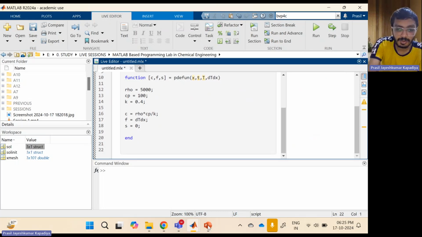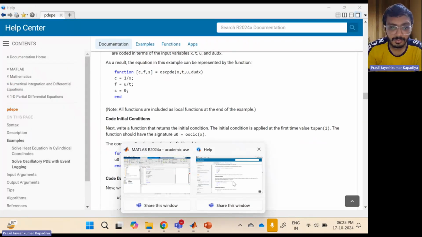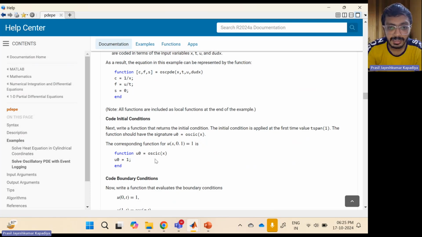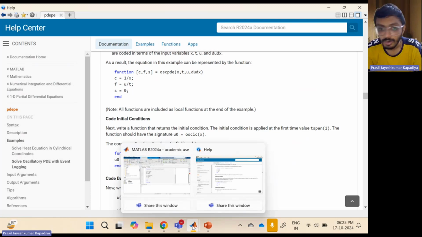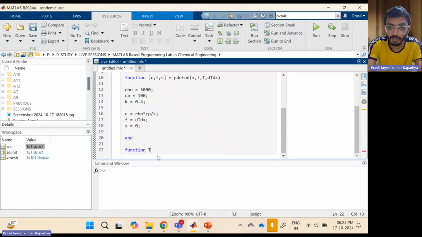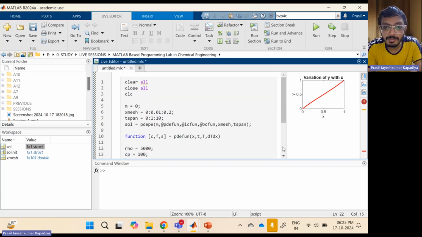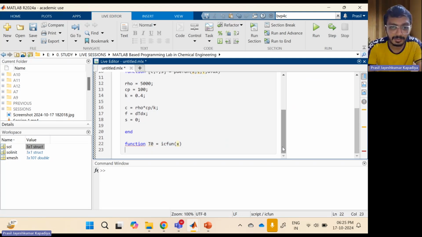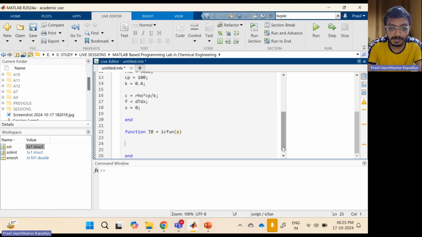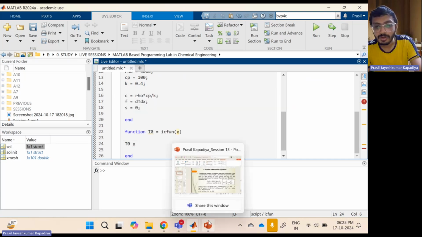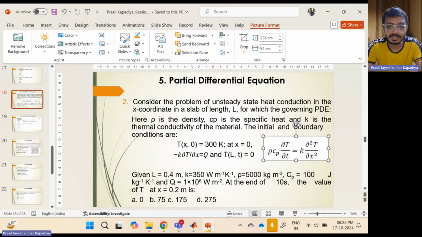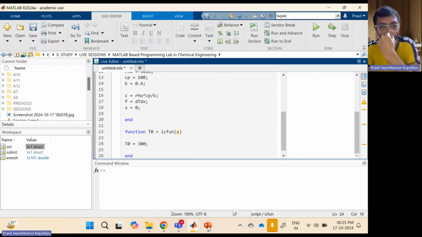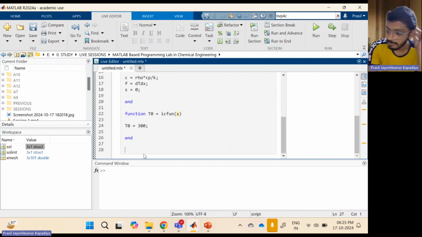Now I need to define the initial condition function. What will the initial condition function give? That is defined as u0. So let's write here function T0 is equal to, what is the name of that function? IC fun. And what do I need? I just need x. And what is that value? That is 300. So I just need to write T0 equal to 300. Okay. Now I will define the boundary condition.